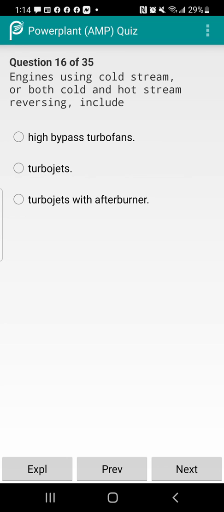Engines using cold stream or both cold and hot stream reversing include high bypass turbofans.